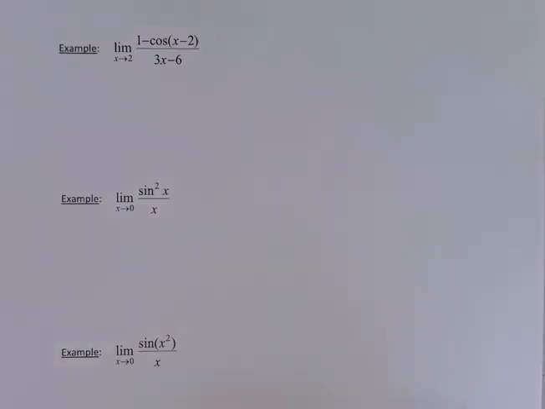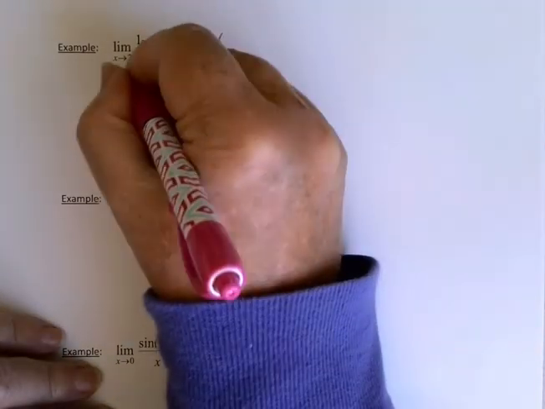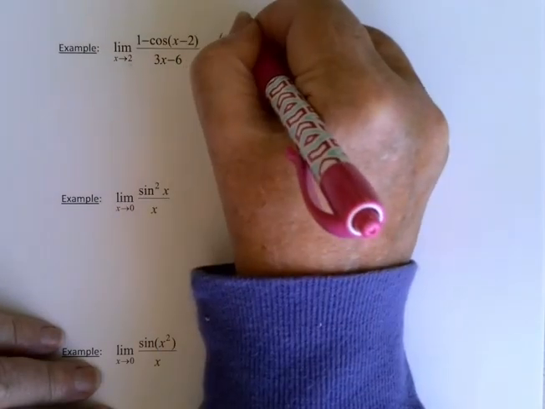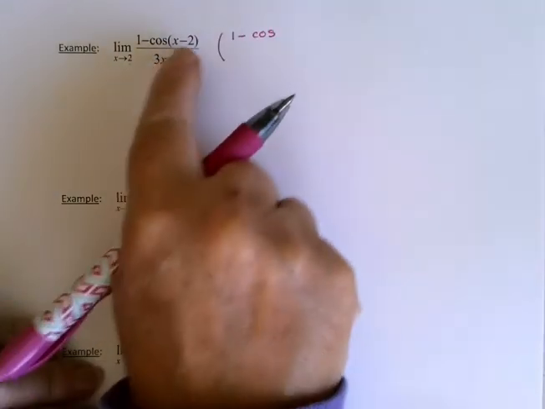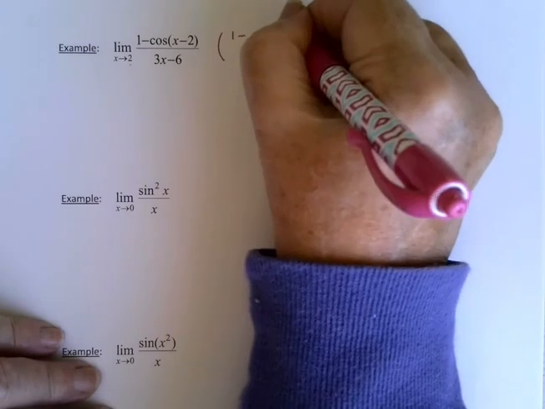Let's go ahead and try that substitution on this one just to kind of show ourselves that, again, we're still really dealing with indeterminate forms. We just haven't talked about it for a little while. If I were to plug in the 2, I'd have 1 minus the cosine of 2 minus 2, which is 0.